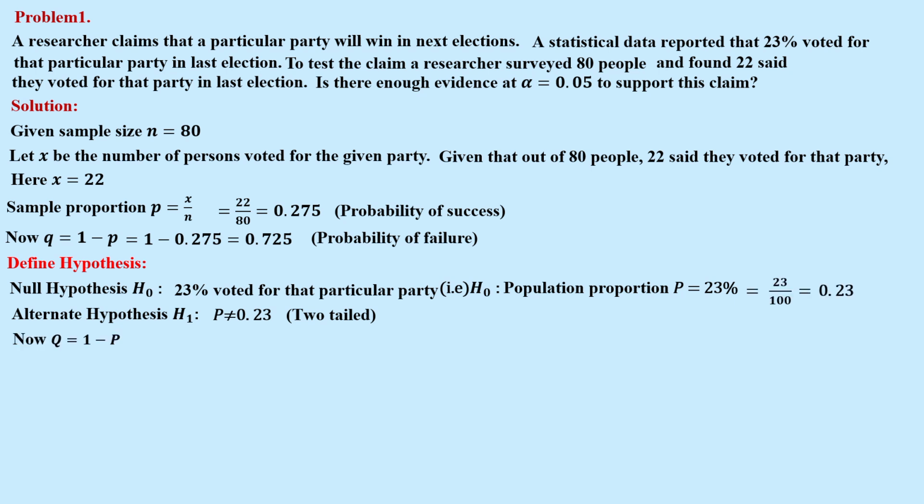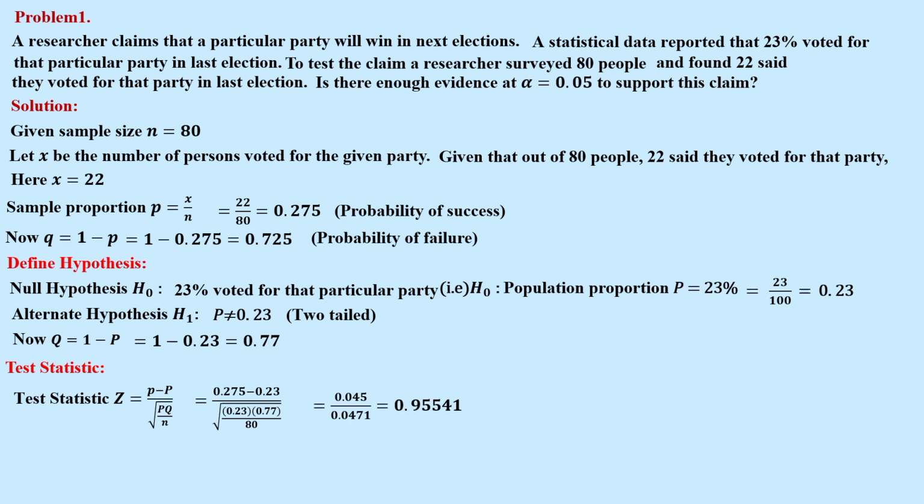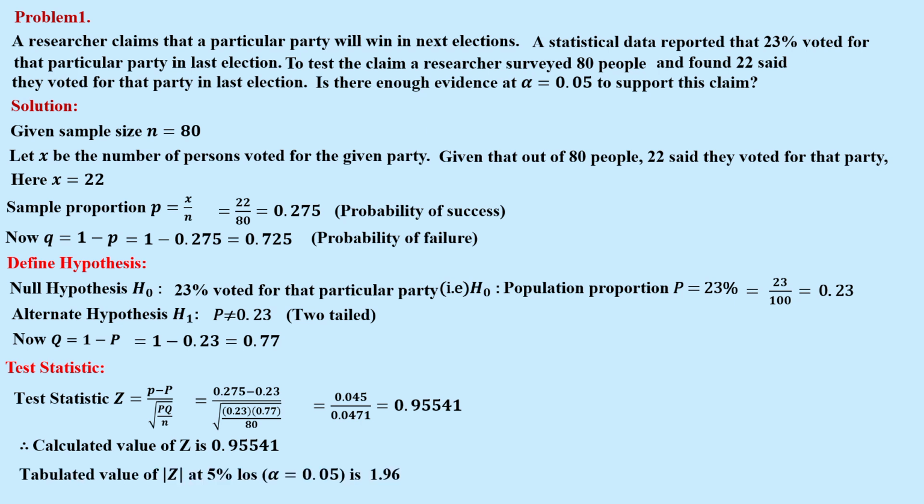Now failure, capital Q is equal to 1 minus P, that is 1 minus 0.23, equal to 0.77. Now test statistic: z is equal to small p minus capital P divided by root of capital PQ by n, that is the formula. Substituting the values, 0.275 minus 0.23 divided by root of 0.23 into 0.77 by 80, you will get 0.95541. The calculated value of z is 0.95541. The tabulated value at 5% level, alpha equal to 0.05, is 1.96 from the table.